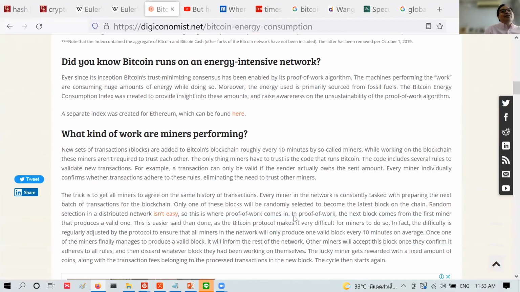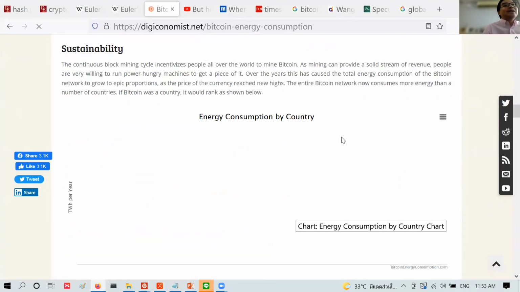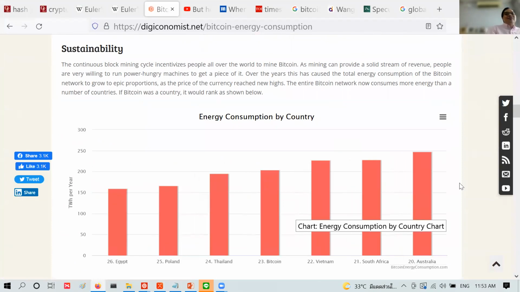And just to drive the point home, it actually shows energy consumption by country. Where's Thailand? Thailand's about 200, I think. Yeah, Thailand. Oh, it's very clever. It knows we're in Thailand. Thailand's about 200 terawatt hours.